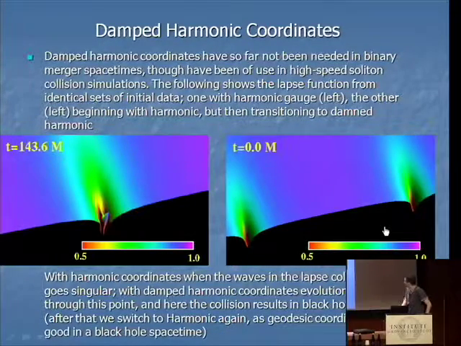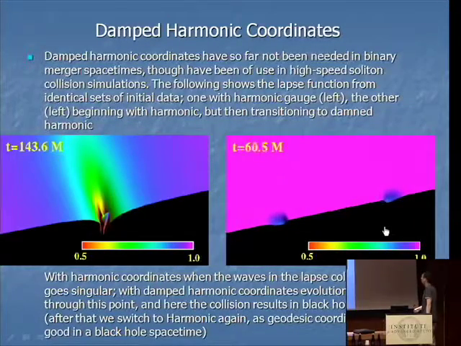So here you'll see, initially, I'm starting them both in the same gauge. It's both harmonic, but then I'm transitioning to this damped harmonic. But then after a black hole forms, you don't want to use geodesic coordinates. They fall into the black hole. So after a black hole forms, I switch back to harmonic, and then you'll start seeing the typical waves that you would expect.